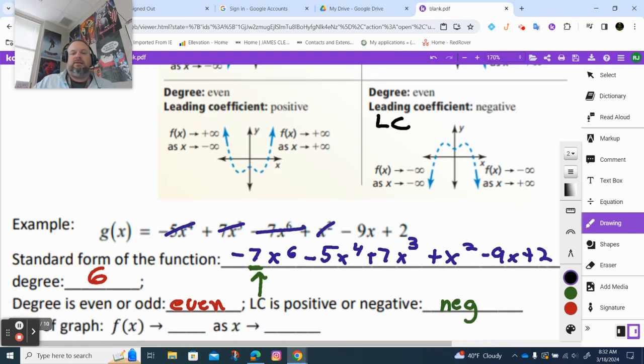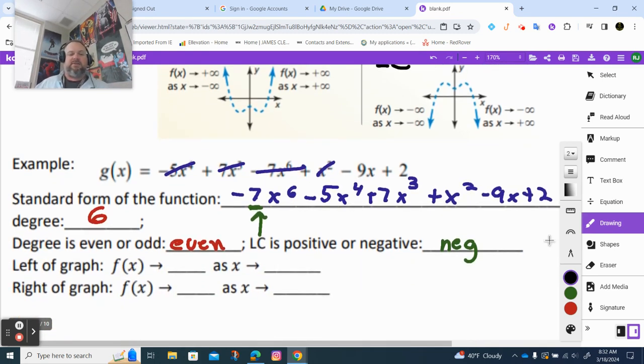So, left of the graph, I'm basically copying down this part right here. Negative infinity. Negative infinity. The right of the graph, my f of x, it's even written like that. That means our y goes to negative infinity as x goes to positive infinity. That's it. So instead of having to read all those examples to you, we did the problem, found which one ours was, and filled in the information.